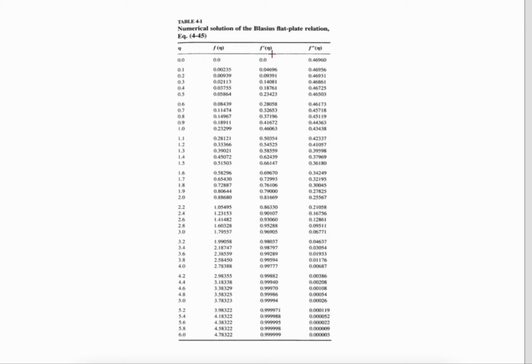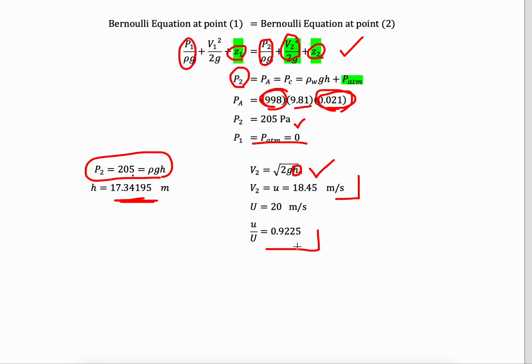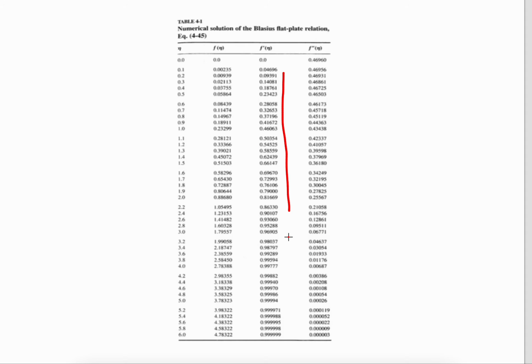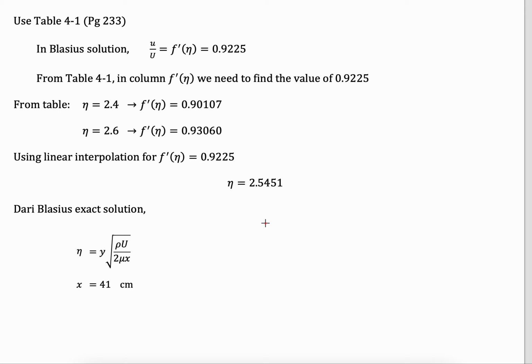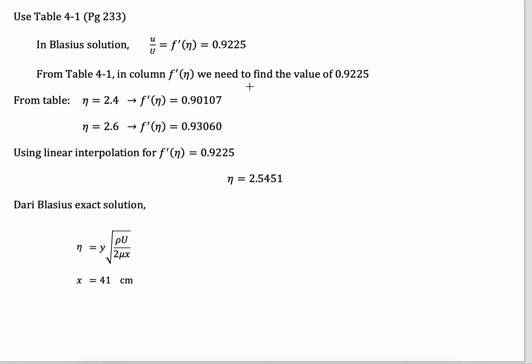You could refer to the previous lecture notes. From this table, we find the value of 0.9225. So we have 0.90 and 0.93, so we could do an interpolation calculation. We have 0.90 and the eta is 2.5, and 0.93 with eta 2.6. So for f prime 0.9225, the value of eta is 2.5451.